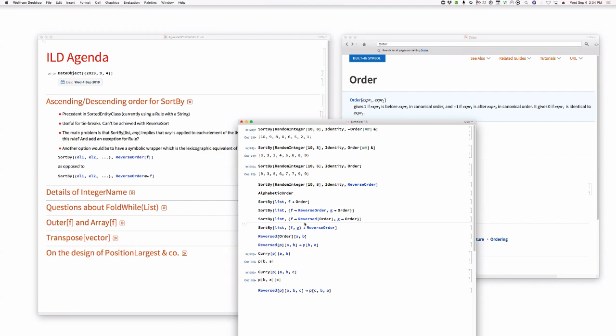Now, is reversed the right name? I mean, it's clearly got to be something like reversed. But is that exactly the right ending? I think if we want to use it in other places, reversed sounds good. Well, but let's just walk through what it would actually say. So it would say, reversed of f represents a version of f which takes its arguments in reverse order.